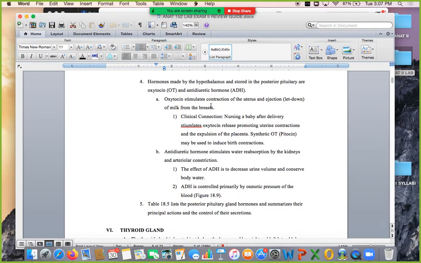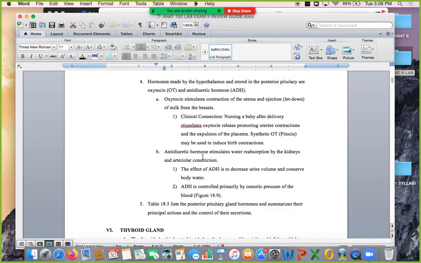All right, so the hypothalamus makes these two hormones and stores them in the posterior pituitary. They're called oxytocin and antidiuretic hormone, or ADH. Oxytocin is the love hormone. It's going to be involved in uterine contraction and milk letdown. It's also something that allows you to feel like you love your baby. It's going to help when you're nursing your baby or being in contact with your baby. And additionally, it's going to help promote those uterine contractions after delivery that help expel the placenta.